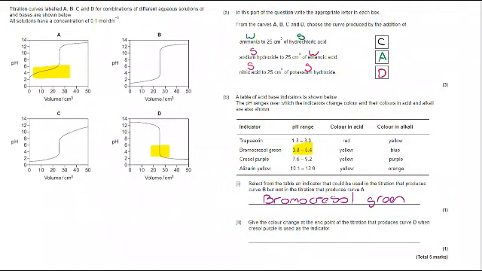Finally, give the colour change at the end point of the titration that produces curve D when cresol purple is used as the indicator. So cresol purple, what you're looking at here is for curve D, we're starting with an alkali and we are adding acid. So we're going to start with the alkali colour, which is purple, and we are going to go to the acid colour, which is yellow. So the direction is what we can see here.